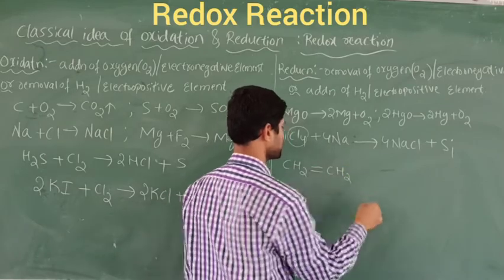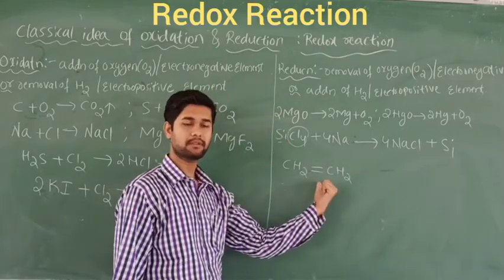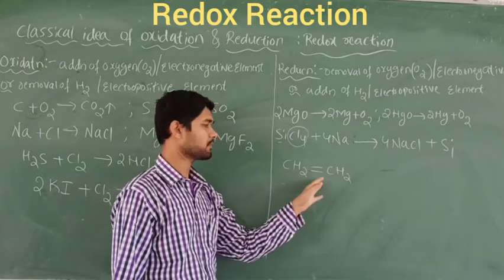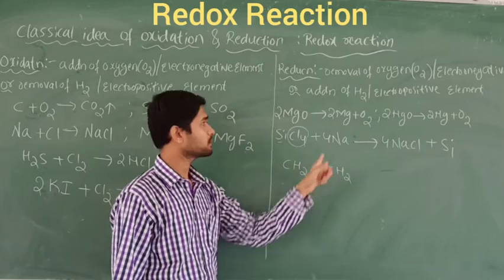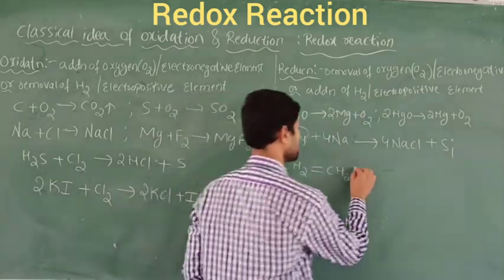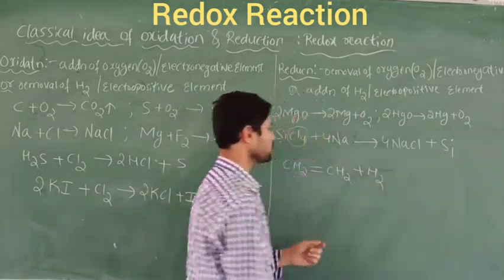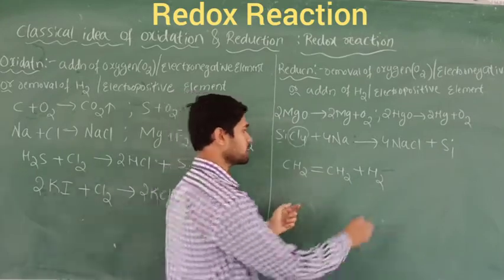double bond CH2. You are already familiar with this compound from your lower classes. This type of compound we call an alkene compound because of the double bond. Now I am going to add hydrogen, meaning a hydrogen molecule, to this alkene compound. What is the formation here?